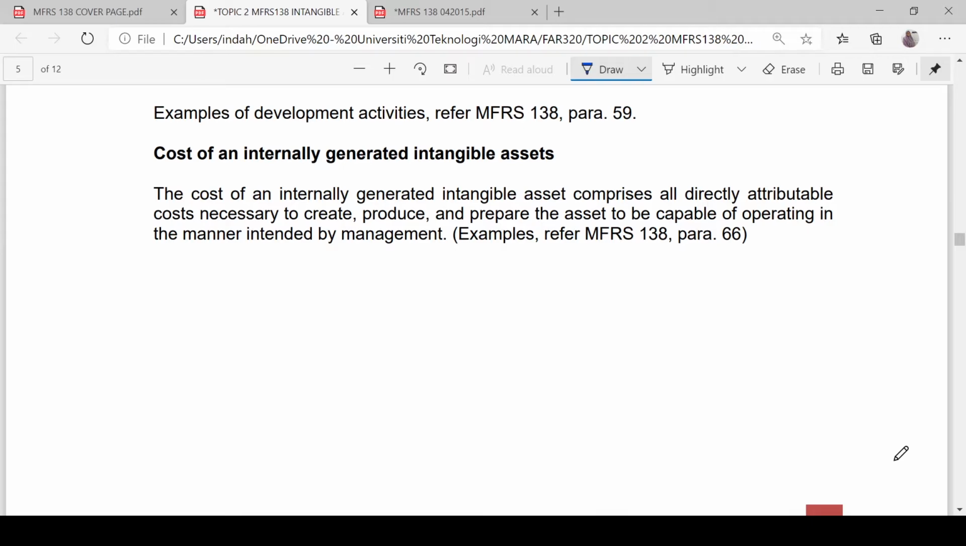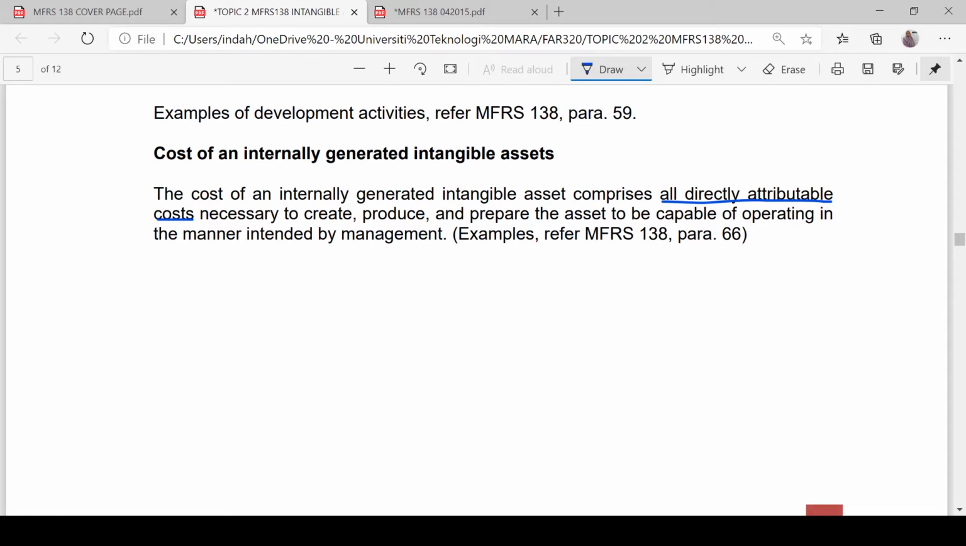Alright, so I keep on saying that all costs incurred, all costs incurred. So what are the costs that can be recorded as intangible asset? The cost of an internally generated intangible asset comprises all directly attributable costs necessary to create, to produce, to prepare the asset to be capable of operating in the manner intended by management, meaning that all costs that you have incurred throughout the period.